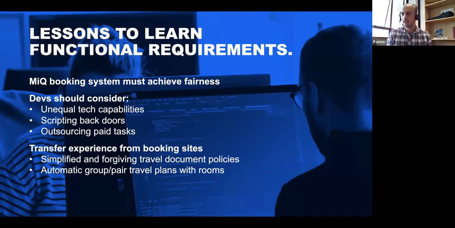So what would have been an analogy here is booking sites. There are a number of booking sites, and people are probably quite adept in using them. So an idea would have been to leverage some of the design concepts from these existing places and try to make it a bit simple, like imitate the design. Also, potentially consider being a little bit more forgiving or simplify the process when travel document policies are enforced, because apparently that was a big problem.